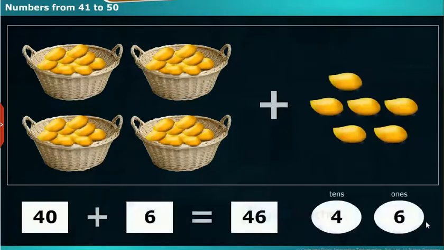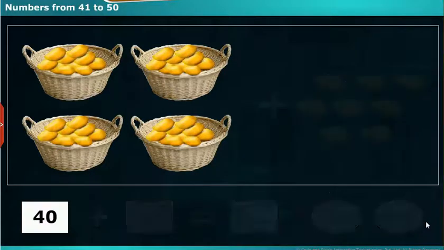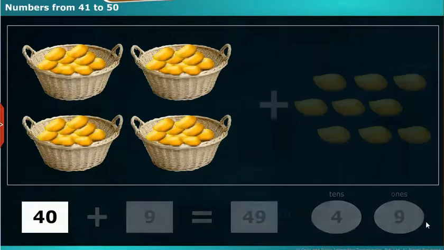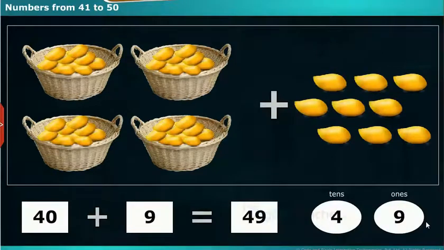40 plus 6 is equal to 46. Total 46 mangoes. 40 plus 7, 47. Total 47 mangoes. 40 plus 8 is equal to 48. Total 48 mangoes. 40 plus 9 is equal to 49.